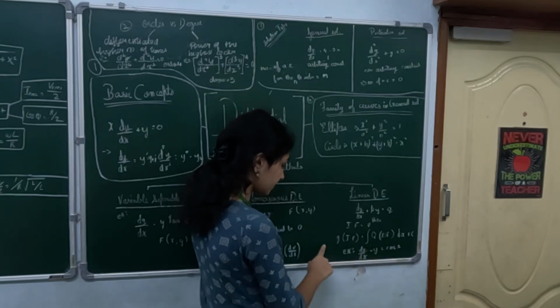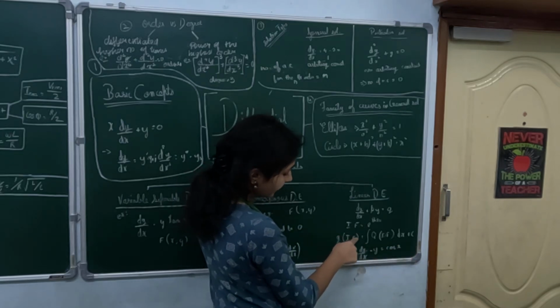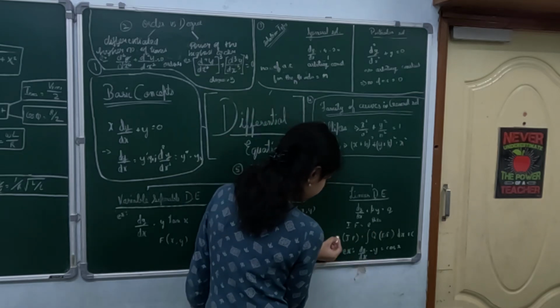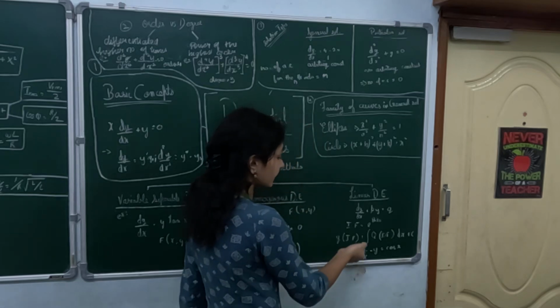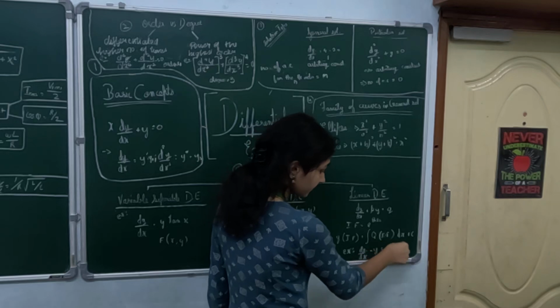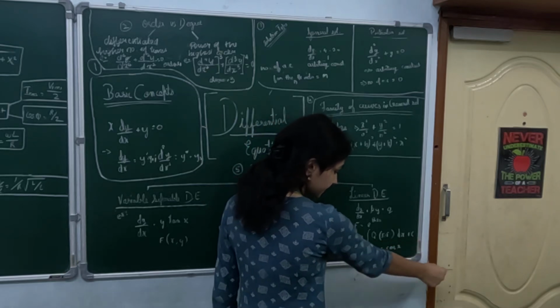After getting the value of the integrating factor, we use it in this equation. That is, y times the integrating factor is equal to the integral of q times the integrating factor with respect to x, plus the constant.